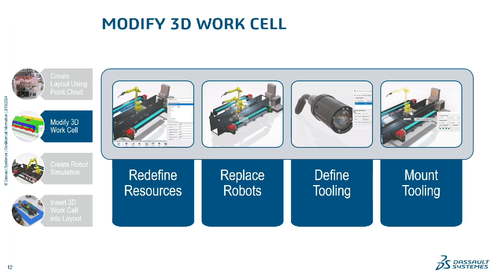So to start out, I'll redefine my resources. Usually when you bring in 3D, you're going to bring in a SolidWorks model or a STEP file, maybe something from another CAD system. So I'll redefine any resources that are there, my tooling. I'm going to just replace the robot models. DELMIA has a robot library, so I'm not going to worry about having to create the kinematics for those robots. Then I'll define my tooling, and that means different things for different tool pieces, and I'll mount it all together.